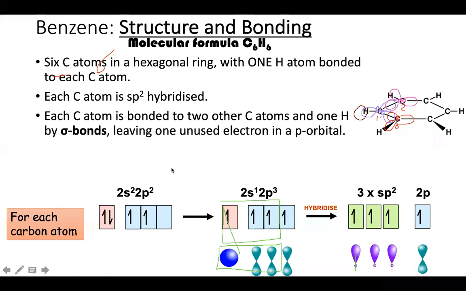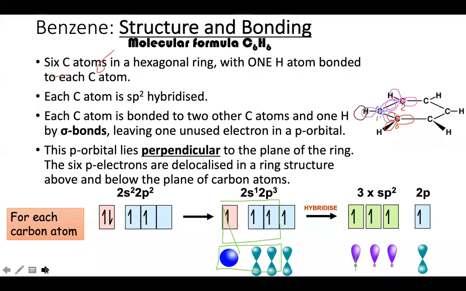Leaving 1 unused electron in a p orbital. So the green orbital is your p orbital, and there is 1 electron. It lies perpendicular to the plane of the ring. And the 6 p electrons are delocalized. So if I draw 6 p orbitals, they are delocalized. Okay, moving on.